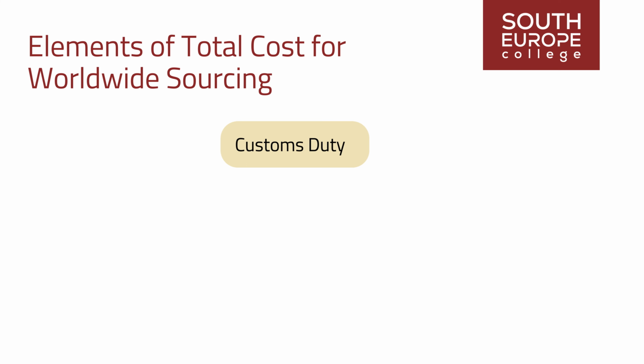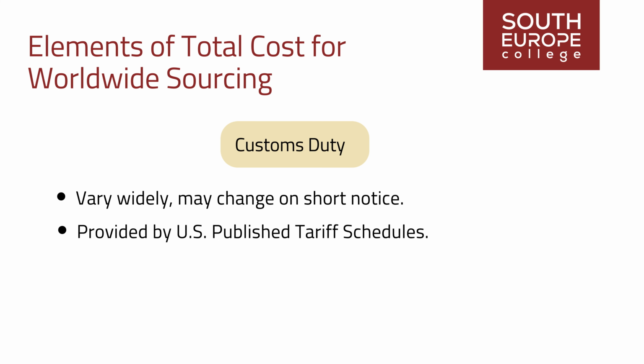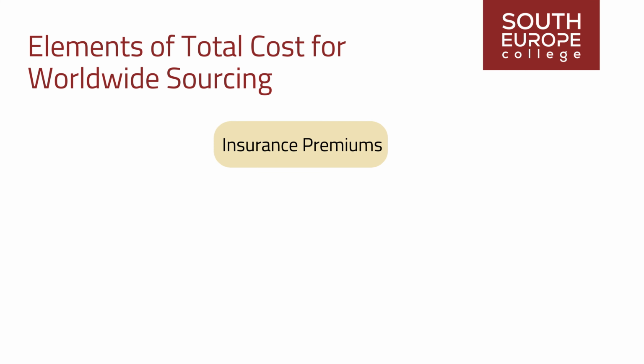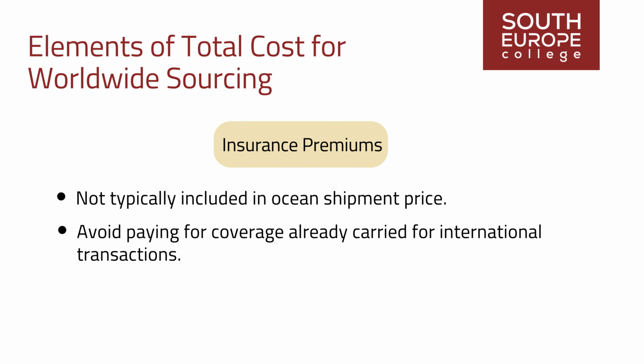Customs duty. Duties paid any time a shipment crosses international lines can vary widely over a range of goods and often change on short notice. Provided by U.S. published tariff schedules, items may fall into more than one classification. It may be best to discuss this with a customs agent broker. Insurance premiums. These are not typically included in an ocean shipment price. Need marine insurance. Do not pay for extra coverage that your company may already carry for international transactions.